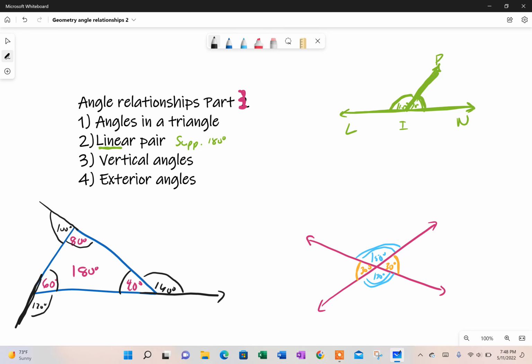So exterior angles are always supplementary to the adjacent interior angle. And once again, it helps to draw pictures to kind of fully understand this.